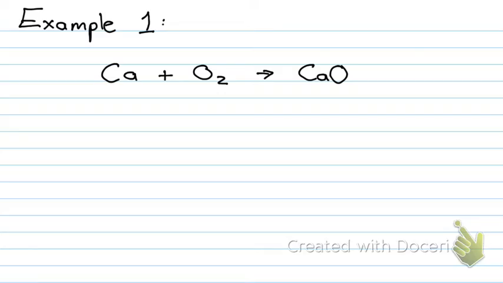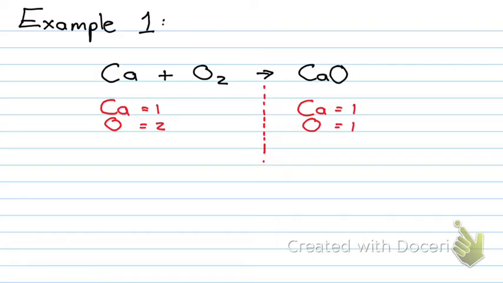In this example, we have calcium and oxygen on the left, and they are reacting to give us calcium oxide. So I'm going to start by drawing a little line under the arrow so that I can count my atoms. On the left-hand side, I have 1 calcium. On the right-hand side, I have 1 calcium. So calcium is not our problem. Let's have a look at oxygen. On the left, I have 2 oxygens. On the right, I have 1 oxygen. So oxygen is our problem.